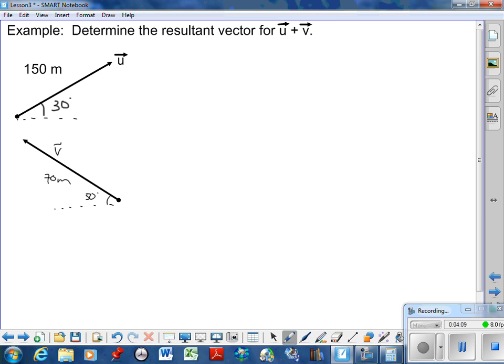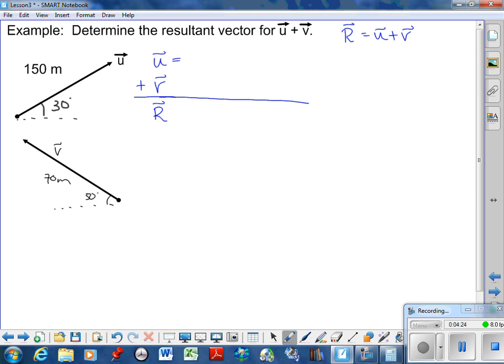It is simply the resultant is u plus v. Guess what? Same process. I'm just going to draw the stacked vectors. U plus v is going to give me my resultant. I'm going to extend this line out.